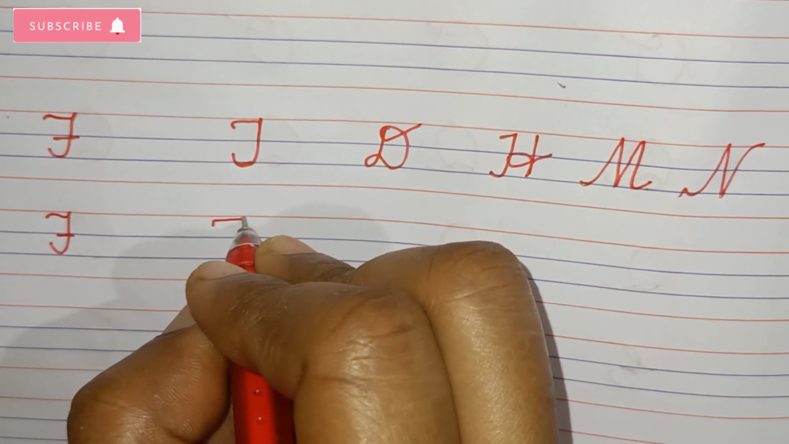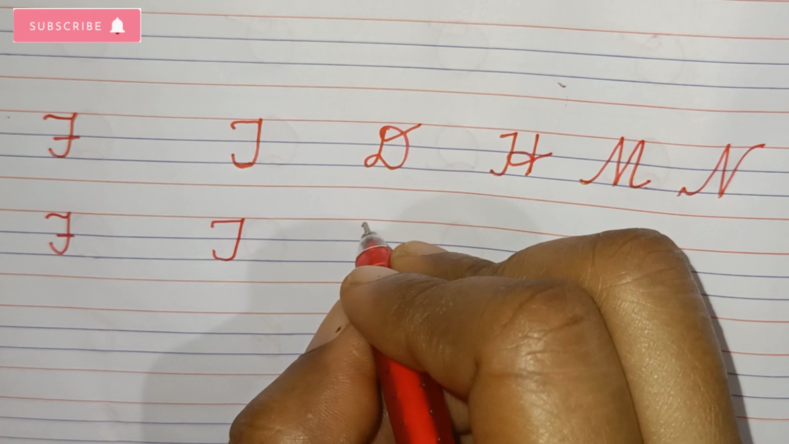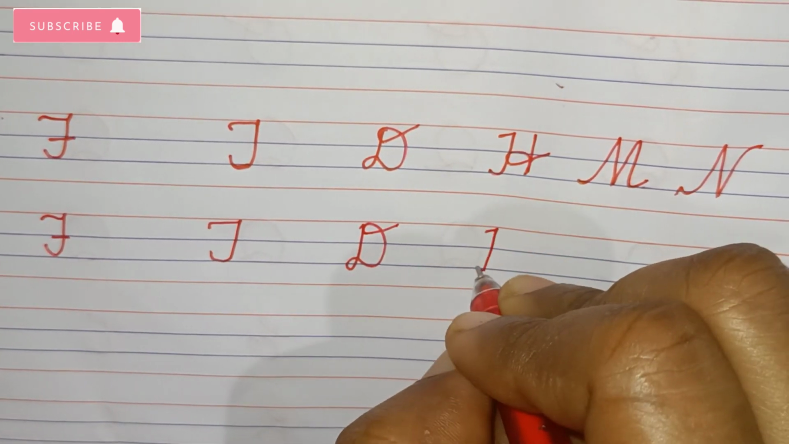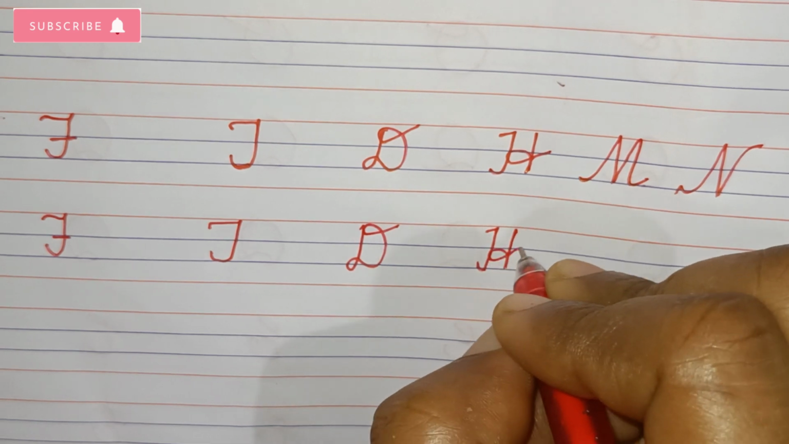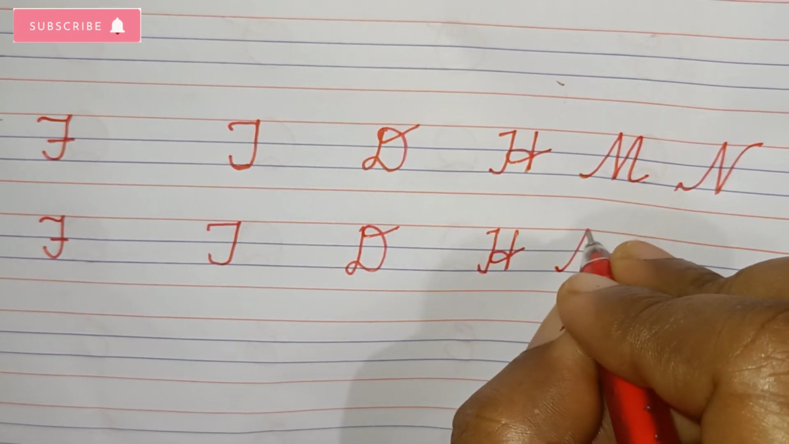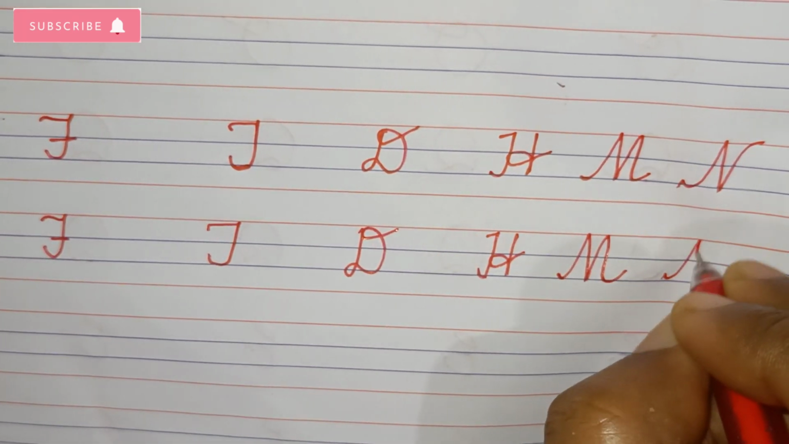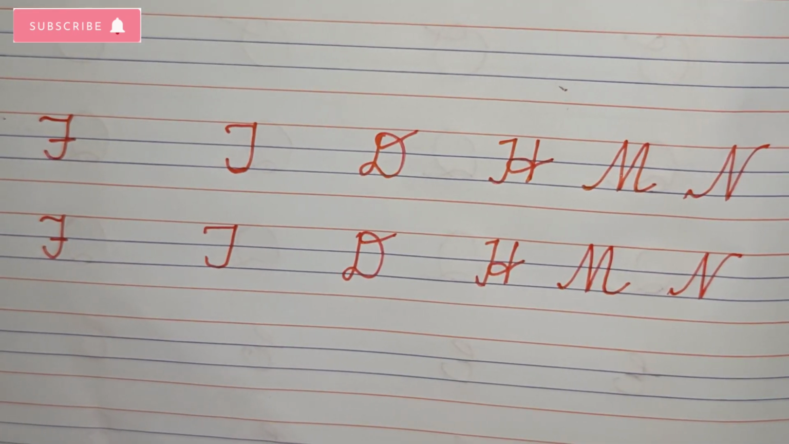F, T, D, H, M, and last one, that name is N. Okay. So till now we learned 2 groups of capital cursive letters.